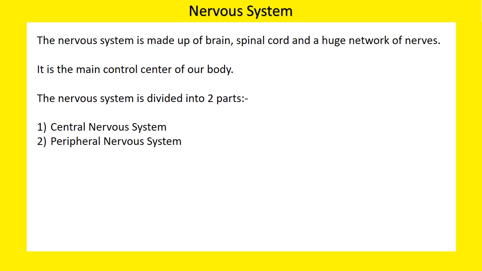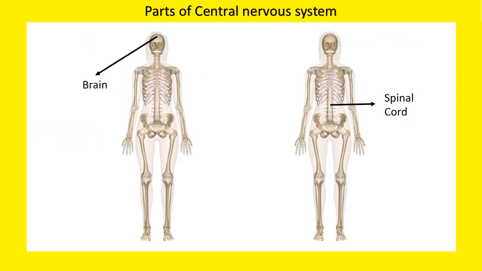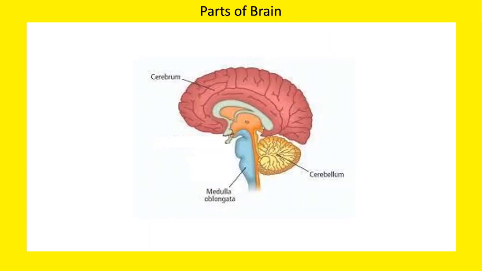Okay, let's move on to our next slide and we will learn more about both types of the nervous system. So first let's move on to the central nervous system. In the slide, we are going to learn the parts of the central nervous system. The parts of the central nervous system include the brain and the spinal cord. So let's learn more about the brain and spinal cord.